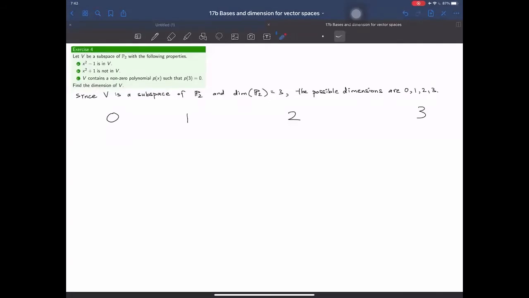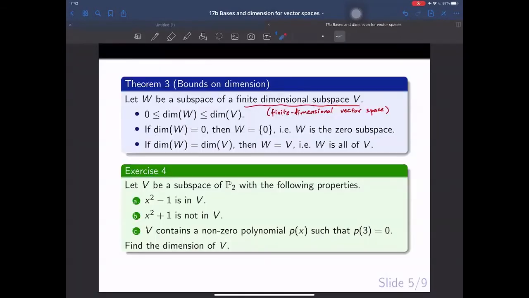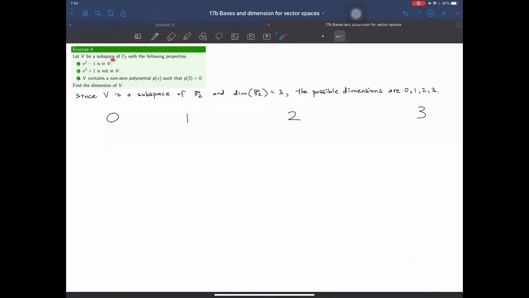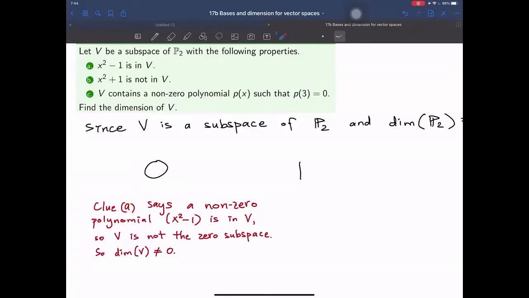Let's first look at the possibility of having dimension 0. This says that if the dimension is 0, then the subspace must be the 0 subspace. But the first clue says that I have a polynomial, which is not the 0 polynomial, being in V, so V cannot be the 0 subspace. Because we have a non-zero polynomial, this one, being in our subspace, this means V is not the 0 subspace, so the dimension of V is not 0.